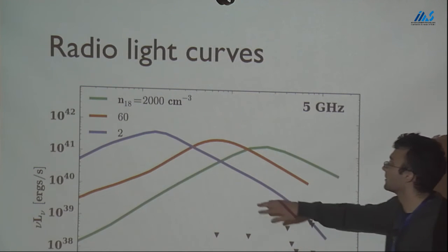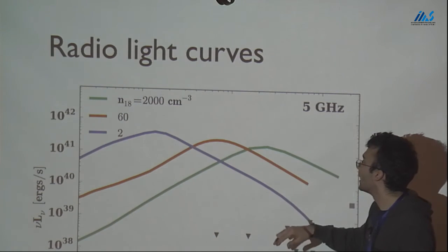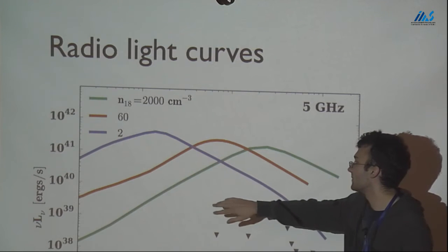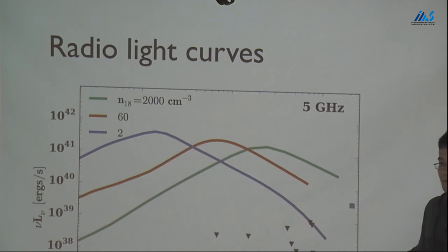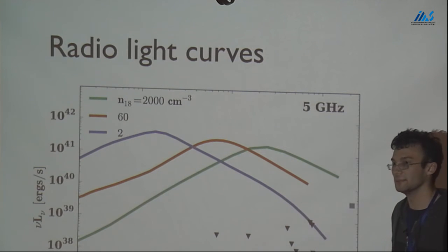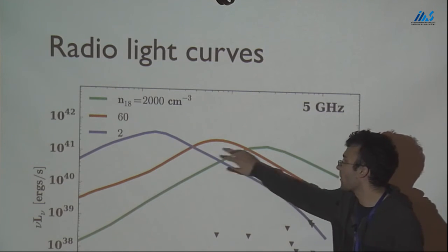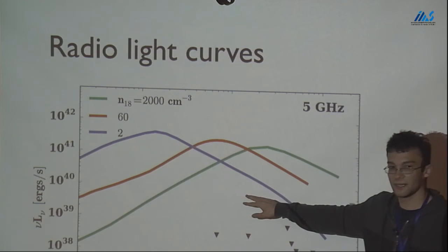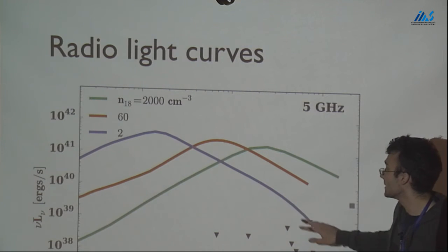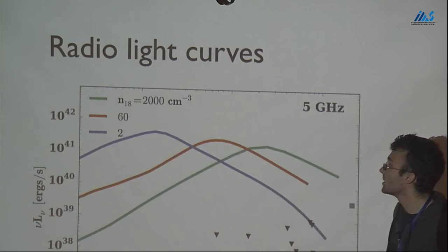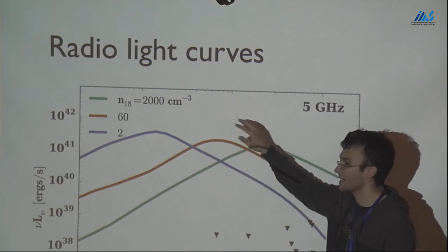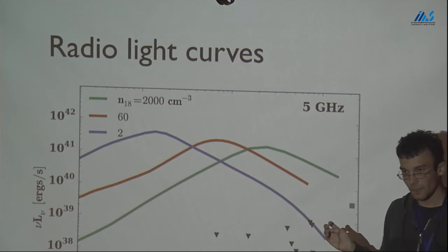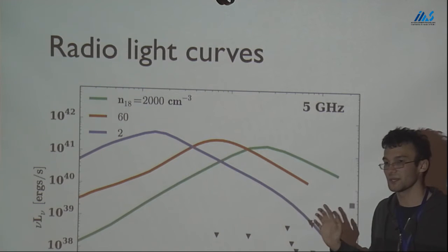So here, I look at three different density profiles and look at the calculated light curves at 5 gigahertz. I've also plotted the same upper limits from before for tidal disruption event candidates. And we see for a broad range of circumnuclear medium densities, we get quite bright radio emission. For all these choices of density, it falls above these upper limits. To be clear, these are on axis, but at least for the two high density cases, we've checked that looking off-axis makes at most a factor of a few difference.